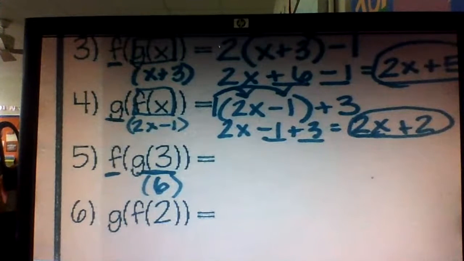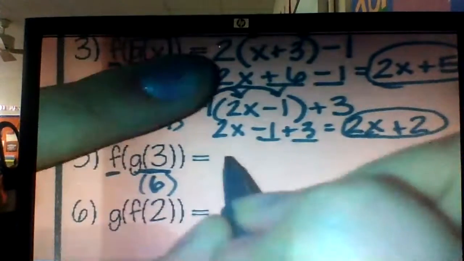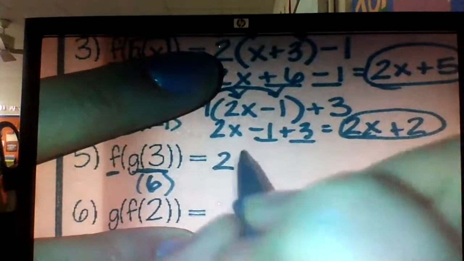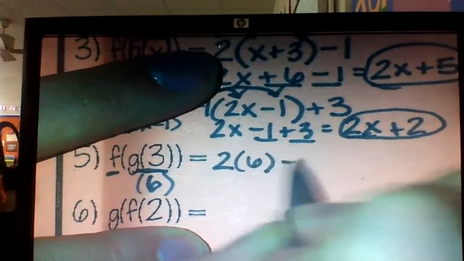Okay, so now I use the function f to insert 6. So 2 times 6 minus 1.